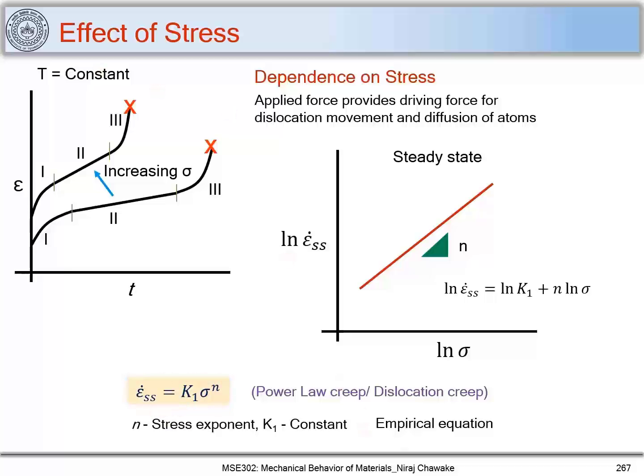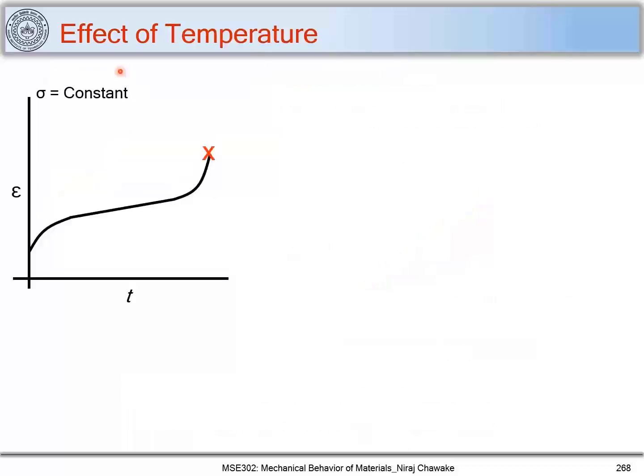Now we have seen the effect of stress. Now let's see the effect of temperature. So here we are keeping stress constant, and now we'll increase the temperature. We have this creep curve at a certain temperature, and we increase the temperature, and you see that the strain or plastic deformation occurring at higher temperature is more than what has occurred at lower temperature.